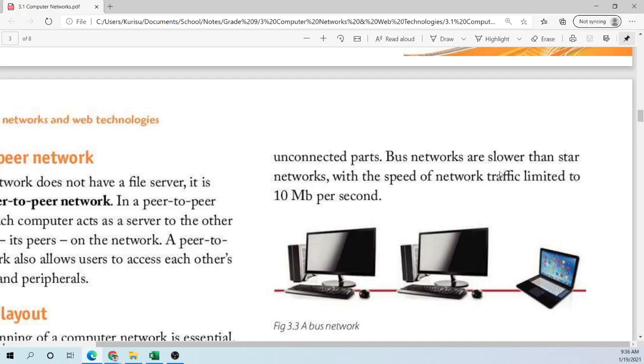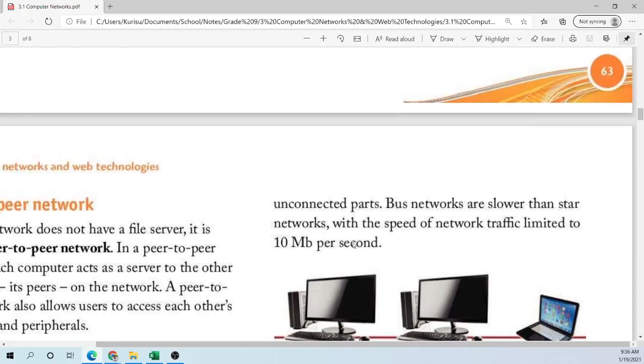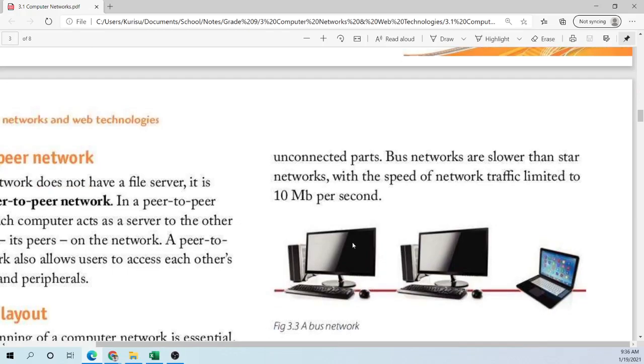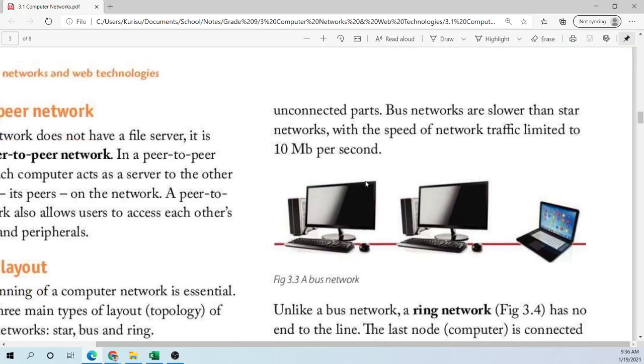Now a bus network is slower than a star. It would have a speed limit of 10 megabits per second. Remember, we learned this last term. A lowercase b refers to a bit. A capital B refers to a byte. So there's a difference between a bit and a byte. And one thing that you should take note of: anytime we are talking about network speed, we never say bytes per second. We always say bits per second.